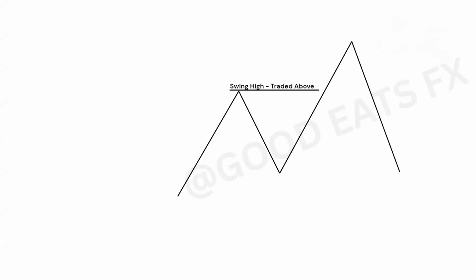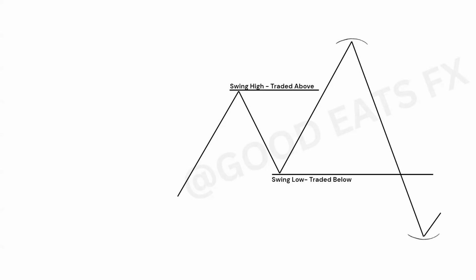So here we have a low, a high, a higher low, followed by a higher high. So we're going to highlight that we traded above this swing high. Now, notice that we trade aggressively below this swing low. So do you see the difference between this example and the previous? In the previous example, we were continuing a bearish trend. In this example, we're reversing into a bearish trend.